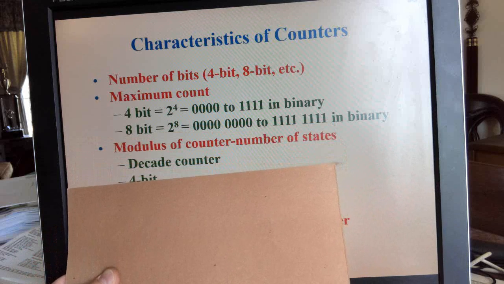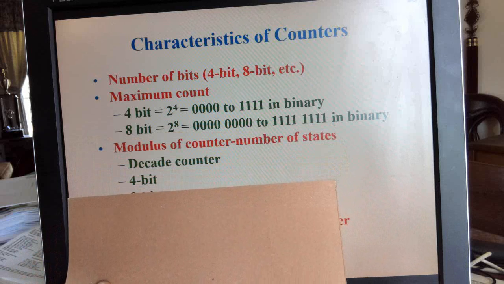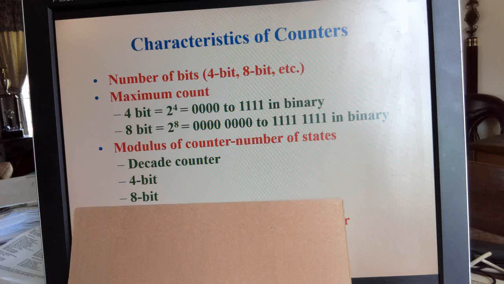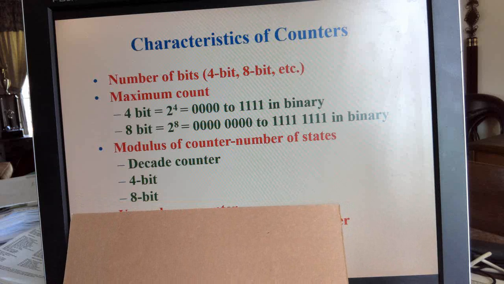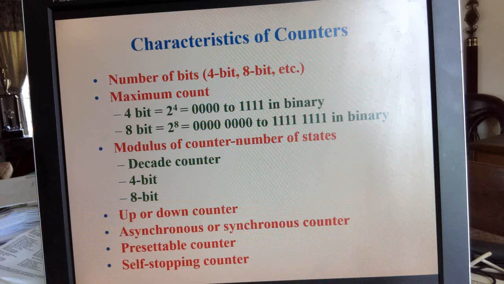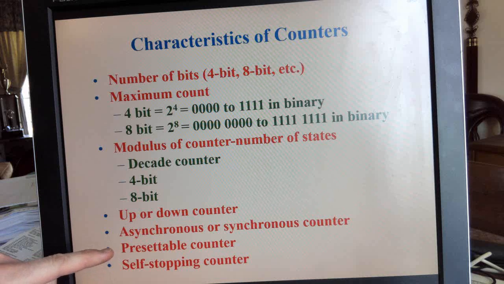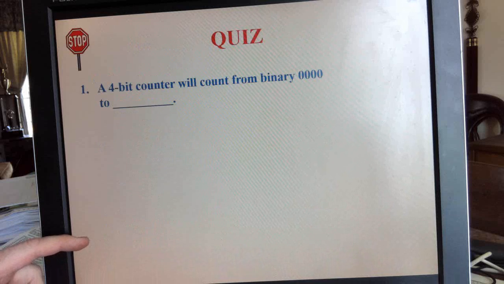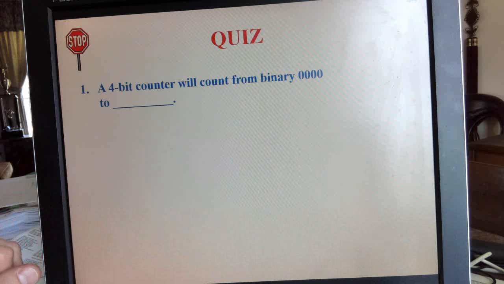All right, let's see what else here. Modulus, we'll talk about that. The decade counter, basically counting up to 10 and resetting itself. And we'll look at a 4-bit and an 8-bit counter again, and how that works. Up and down, synchronous, asynchronous, and presettable and self-stopping counters. Not so much in this video, but in future videos we will look at that. All right, so a 4-bit counter counting from 4 zeros up through, hopefully you'll agree, 4 ones.